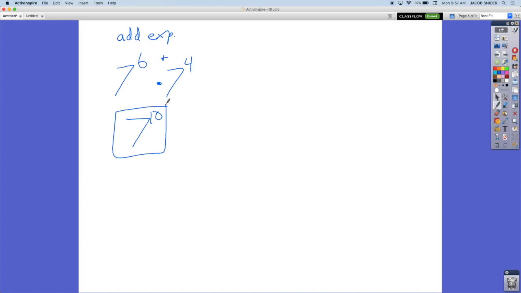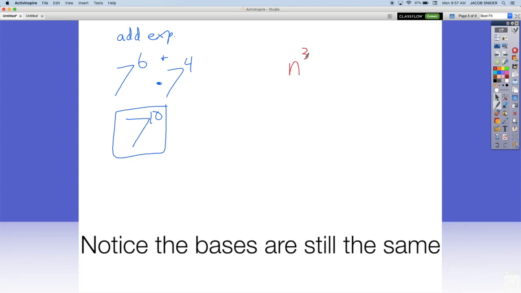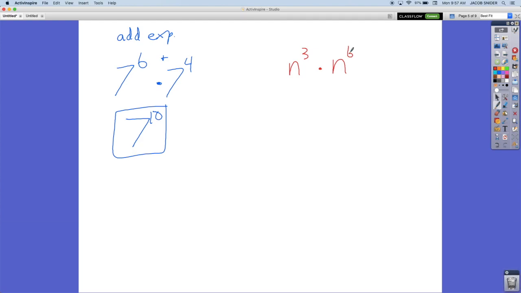Okay? What if I do it with a variable? Let's go n to the 3rd times n to the 6th. Okay, so keep my bases the same, right? n, and then add them together. 3 plus 6, n to the 9th. There's my answer. Okay? So far so good? So if they're being multiplied together, we're going to add my exponents.